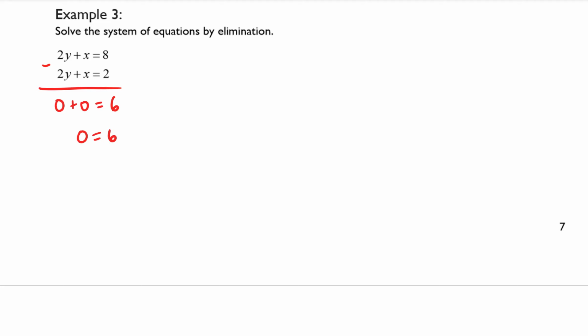Because that is not a true statement, we say that this system has no solution. Or another way of saying that is a solution does not exist. And sometimes you'll see that abbreviated as DNE. So that concludes this example 3 here.